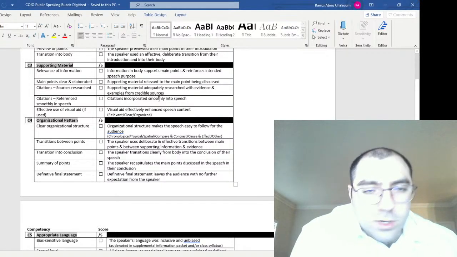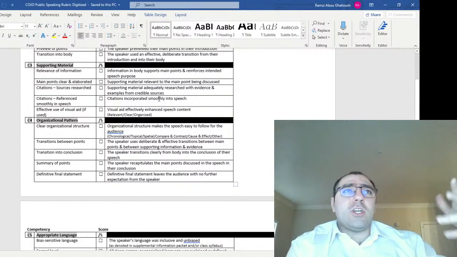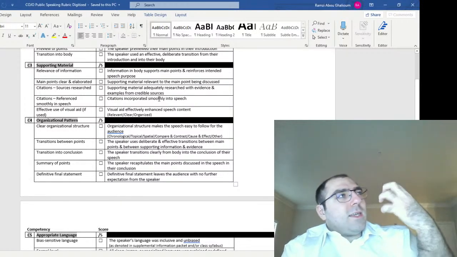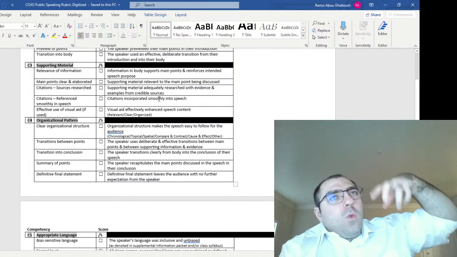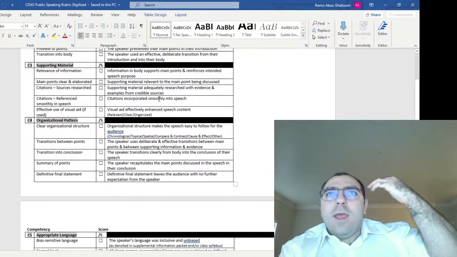Summary of points, definitive final statement. Again, you can think about that. It's also called a clincher. You can think about that as the opposite of a hook. Hook is meant to draw your audience in. Your clincher is when your audience leaves. You want to say something profound that's going to keep your topic lingering in their mind.